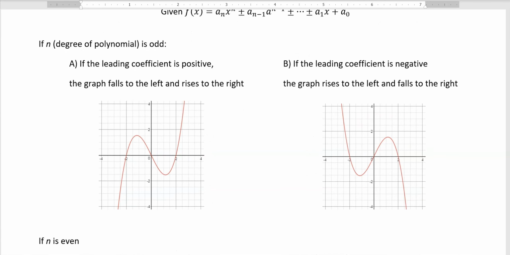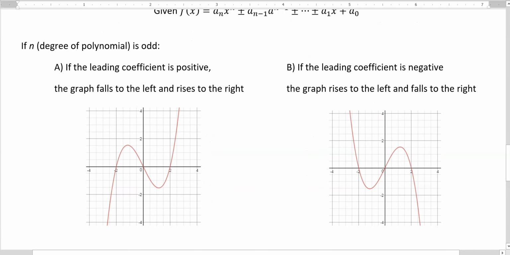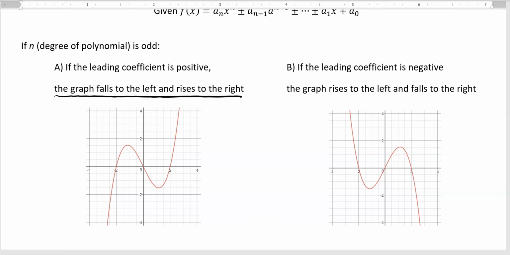So if our degree, if our highest exponent, is odd, we have two options, and it depends on the leading coefficient. If the leading coefficient is positive, then we say the graph falls to the left and rises to the right. And here's an example. See how as I go left, it's falling.